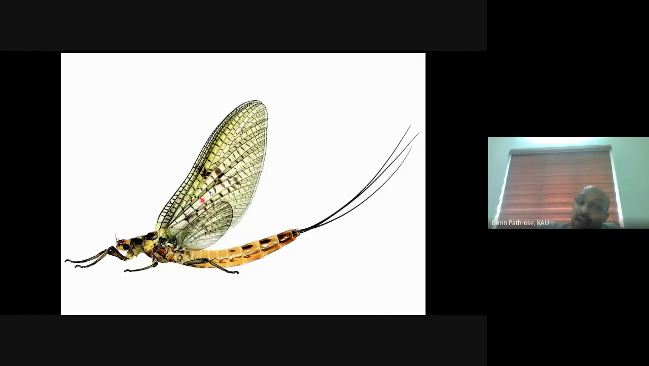This is the adult Ephemeroptera, the adult mayfly. You can see two cerci, and in between you can see the median caudal filament.